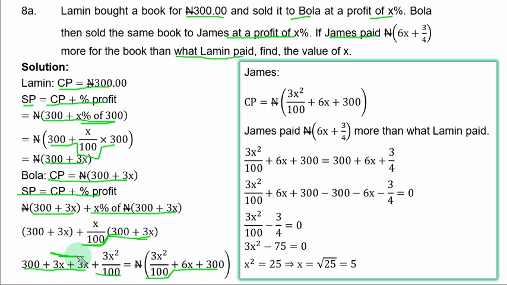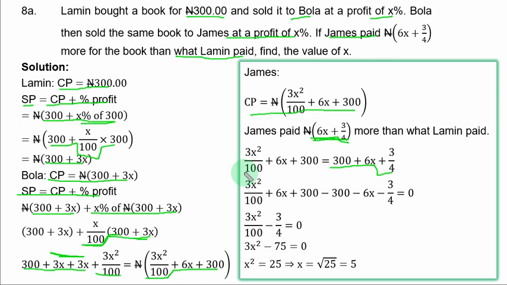Now to James. The selling price for Bola becomes the cost price, the amount that James bought the same book for. But James paid 6s plus 3/4 more than what Lami paid. Meanwhile, Lami paid 300 naira. So if James paid this more, you have to add it to what Lami paid, and it's equal to the cost price for James.